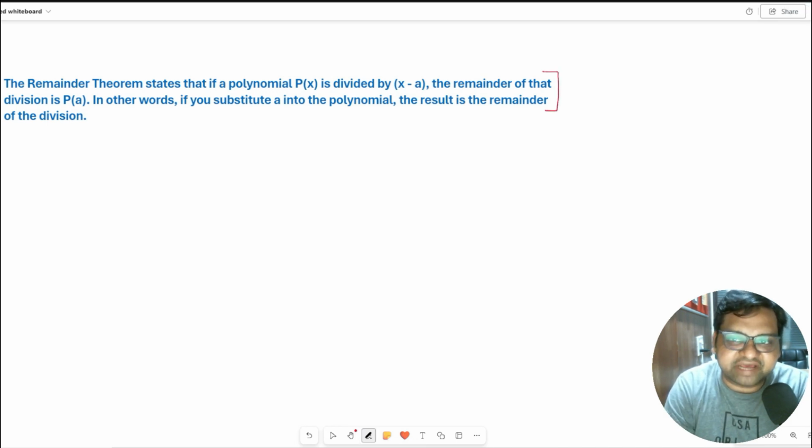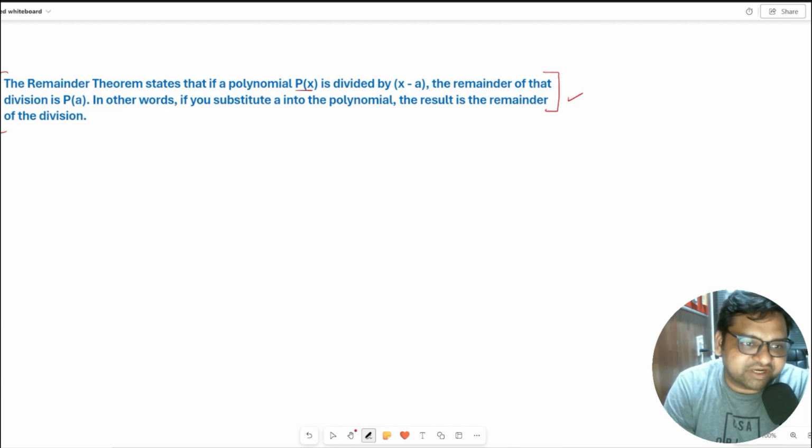This is the definition I brought here. The remainder theorem states that if a polynomial p(x) is divided by x minus a, the remainder of the division is p(a). In other words, if we substitute a into the polynomial, the result is the remainder of the division. So it sounds very technical, the definition itself is technical. तो समझने की कोशिश करते हैं how we can make it simple.